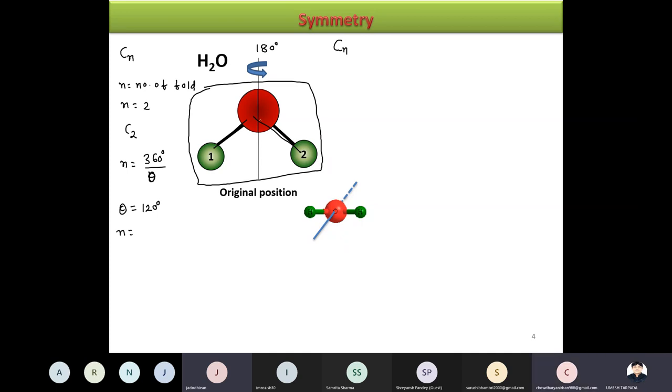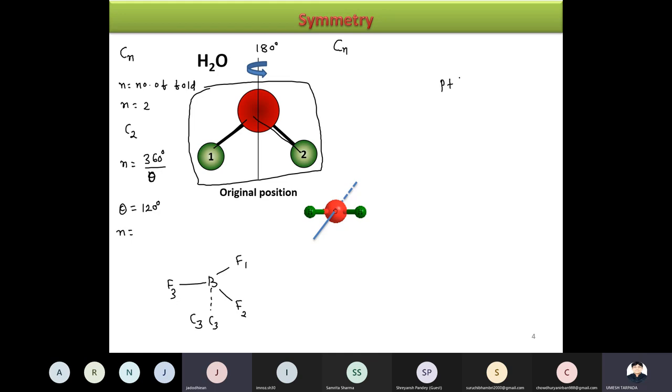Not three. From the oxygen, from the center, you can see it is in two parts, one and two. Suppose you have BF3, then into how many parts is this 360 circle divided? One, two, three. It is in three parts. So here the rotation axis passes through boron, perpendicular to the plane of the molecule. This axis we call C3. Similarly, here this is C2.